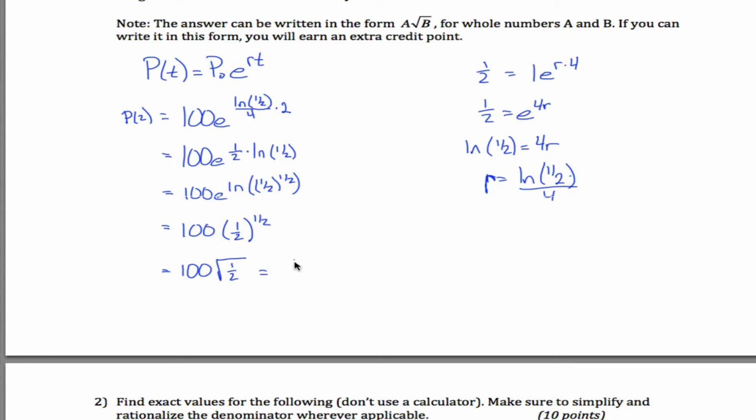You can rewrite this as 100 times the square root of 1 divided by the square root of 2, which you can then rationalize. If you multiply the top and the bottom by the square root of 2, you get 100 times the square root of 2 divided by 2, which is the same as 50 times the square root of 2. And this right here will be the extra credit answer, whereas any of these will be fine for your answer.